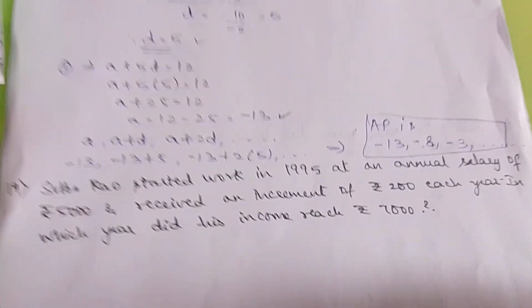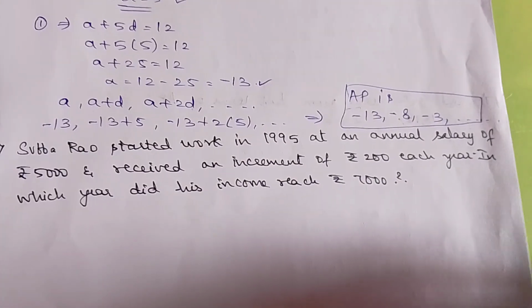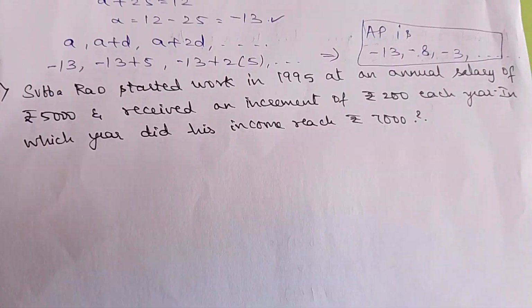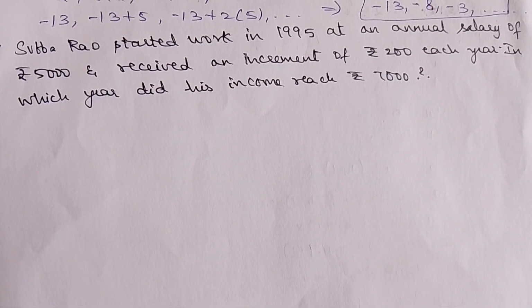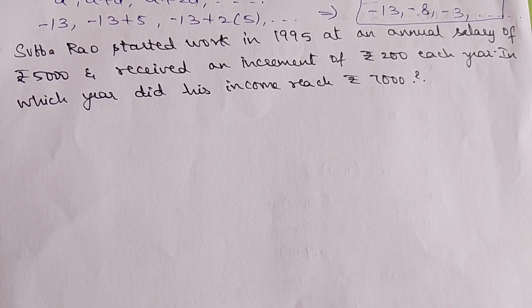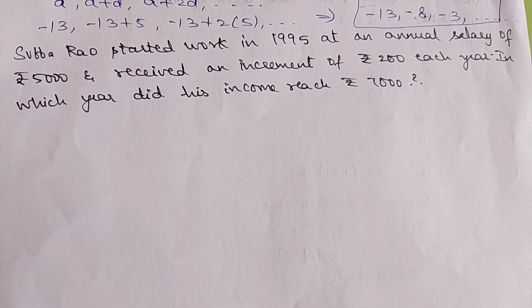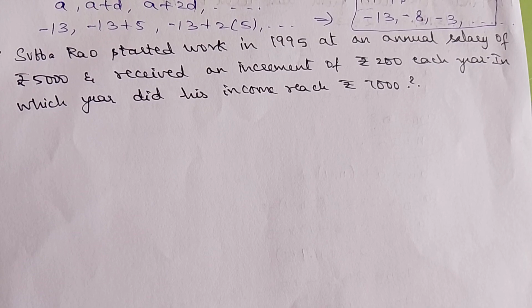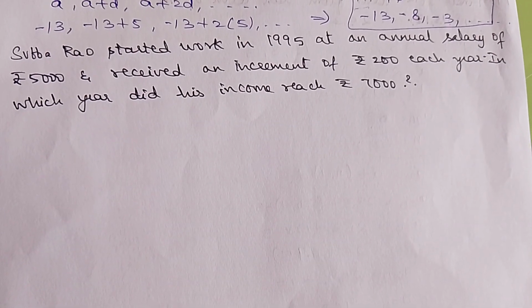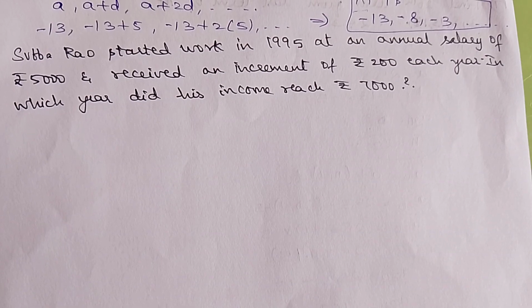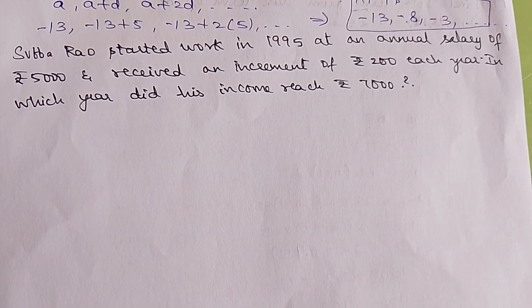Let us move on and do the 19th problem. There are 2 more problems to go and we'll finish this exercise. So Subbarao started work in 1995 at an annual salary of rupees 5,000 and received an increment of rupees 200 each year. In which year did his income reach rupees 7,000? So here they have asked in which year did his income reach rupees 7,000. So there are 2 things which have to be found out.